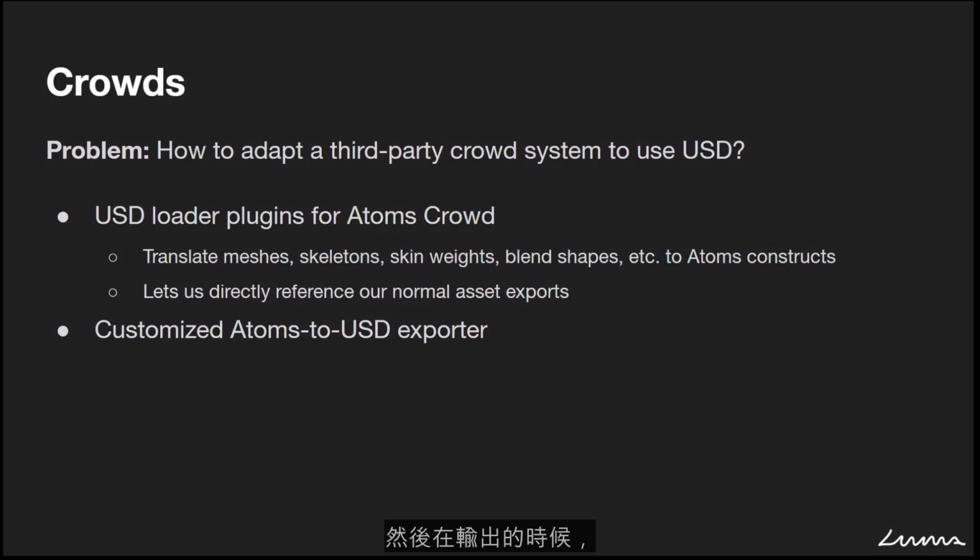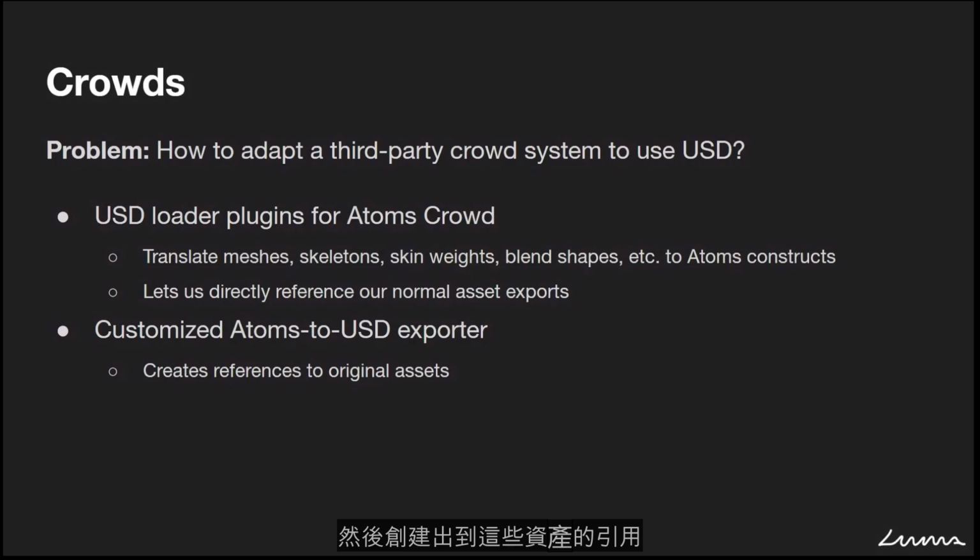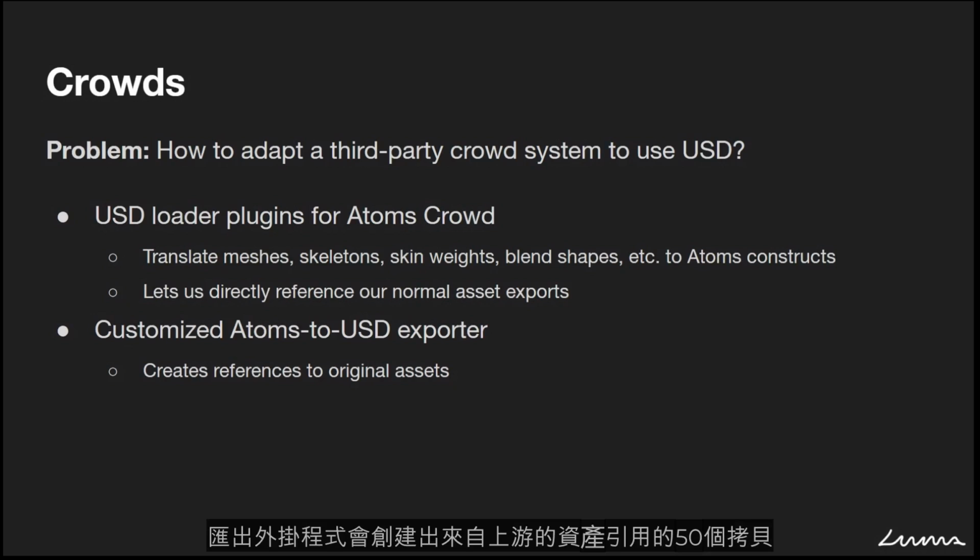And then at export time, we use a customized Atoms exporter that will track which assets are used in the crowd system, and it will then create references to those. So you imagine a crowd system, you feed in a generic man, and then you create 50 copies of them, and they're all running away from something. Some of them get hit by a car, whatever it is. And then at export time, we say, oh, okay, this is the generic man asset. And so the exporter will create 50 references to that asset that came from upstream.